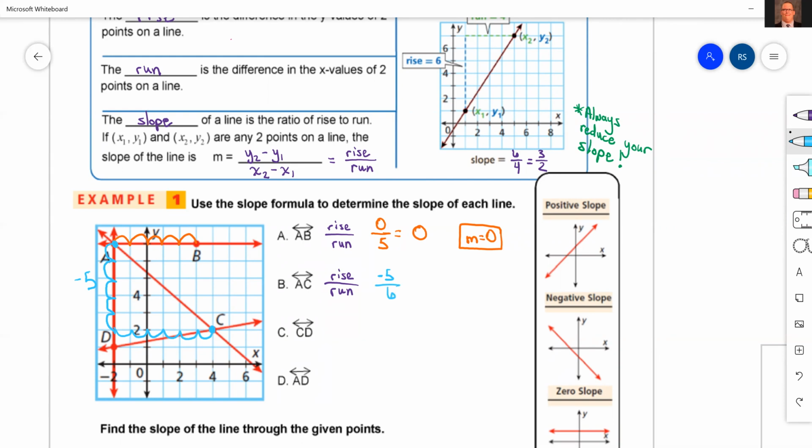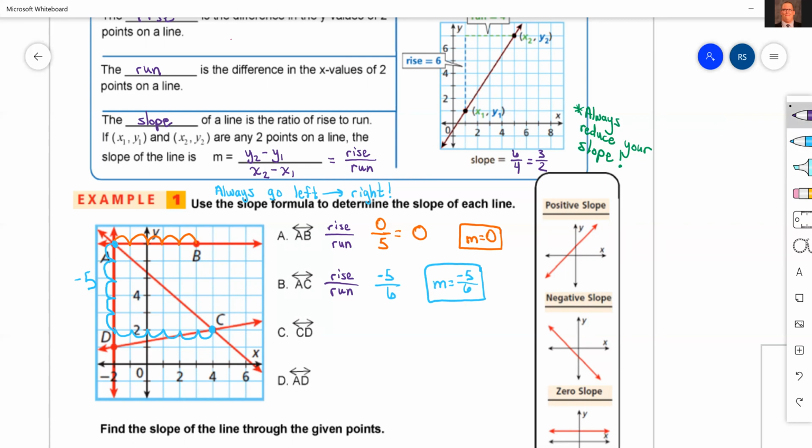Always go left to right. Always go left to right. Just like when you read a book. So that means for this line, our slope is -5 over 6. We can't reduce that any.